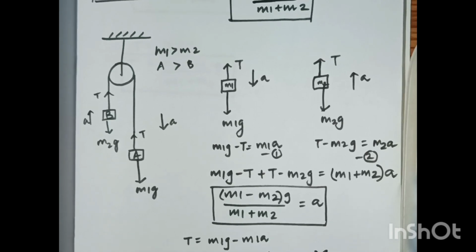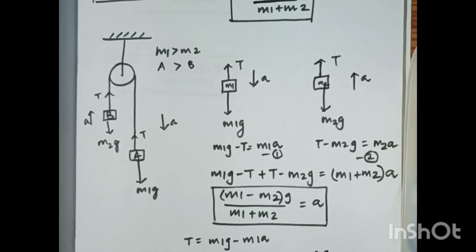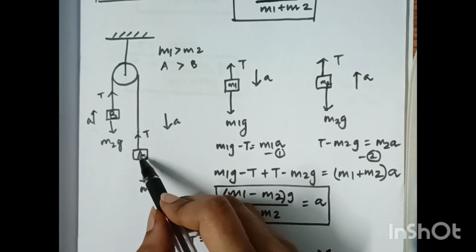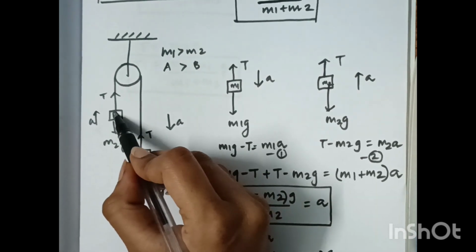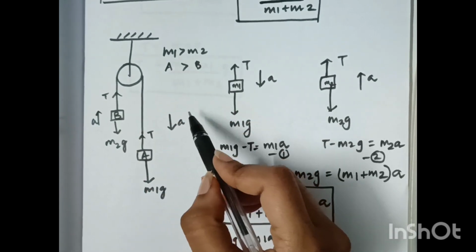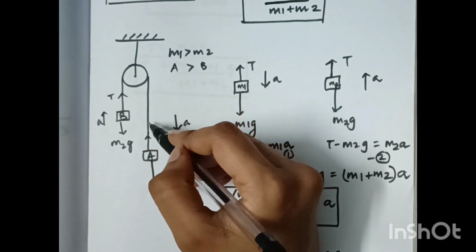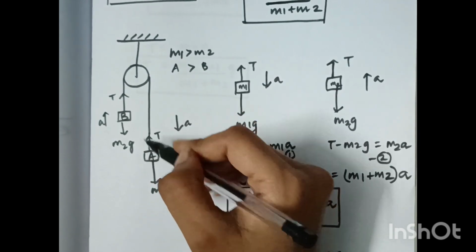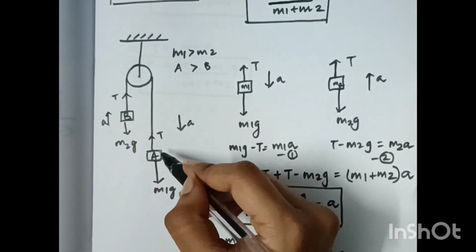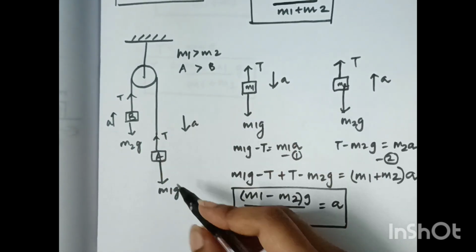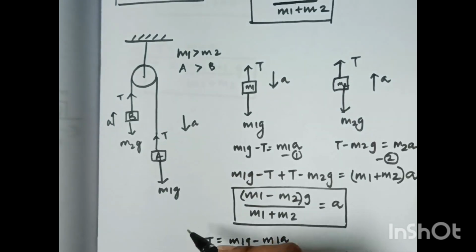Now let us consider the pulley case. In the pulley, we have connected mass m1, which I have represented by A, and m2 is here. So m1 is greater than m2. If m1 is greater than m2, then the system will accelerate. This mass will go down and this mass will go up. Because m1 is heavier, this will come down, this will go up. m2 will go up, m1 will come down.